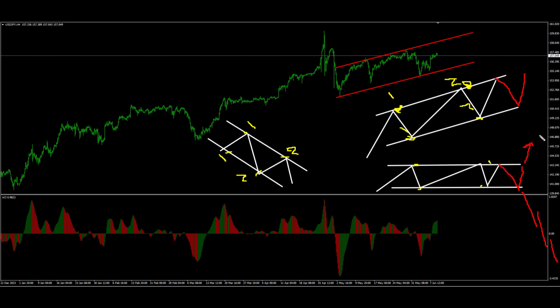So if the upside on any type of these patterns is broken, this means that the dominators of the market are bulls, or what we call buyers. If the downside is broken, then this means that sellers are the controllers of the market, the dominators of the market in this case, and they would simply control the market, and the market would continue in that direction.